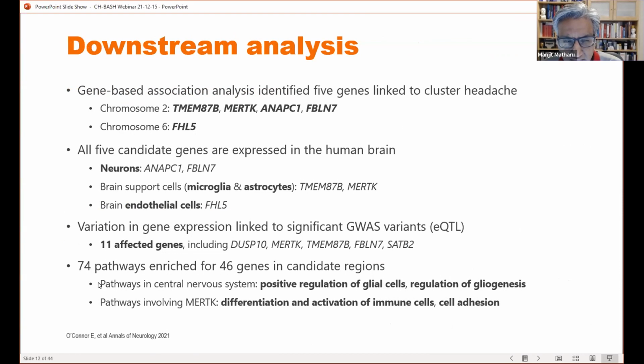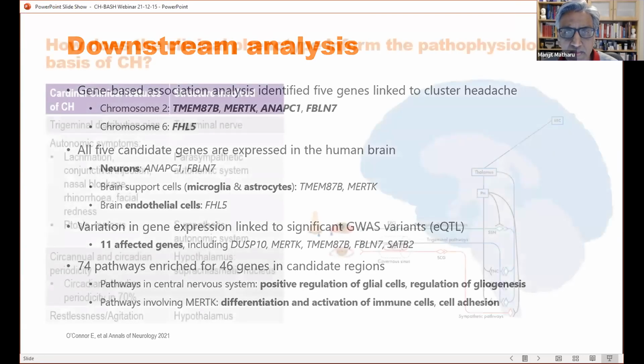When we've looked at the pathways that are enriched, what we find is that these genes are likely to be important for regulation of glial cell function and regulation of gliogenesis. At least some of the pathways also involve immune cells and cell adhesion. Which of these are going to turn out to be important, we're not quite sure about, but this is work in progress, and look out for this as time goes on.